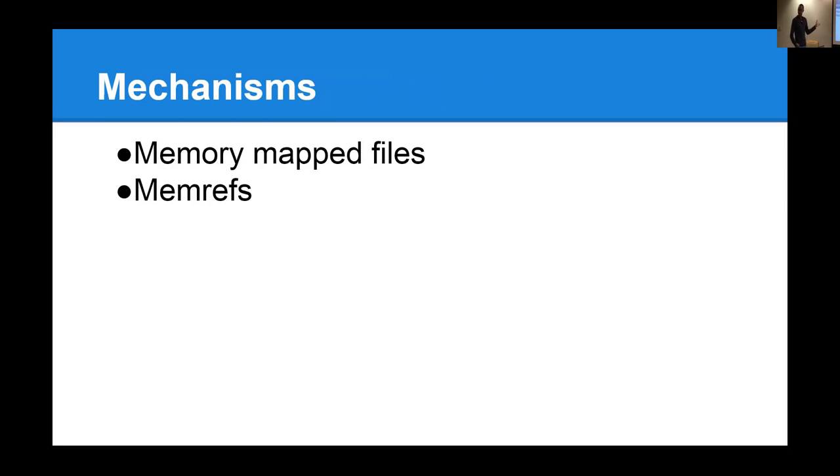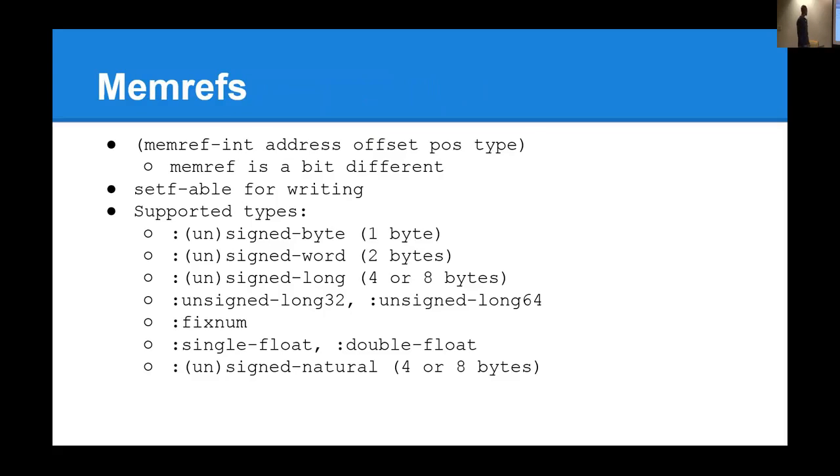So memrefs, I've already mentioned briefly. Memref is our instruction to access memory given a base address and some offsets. Here's a description of what we can do with memrefs. We have two things: memref-int and memref. I'll talk about memref later. For memref-int, you take an address of memory, offset and position, so basically two offsets, and the access type you want to do.